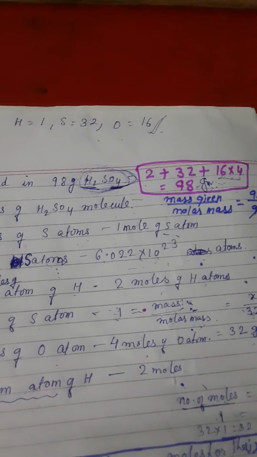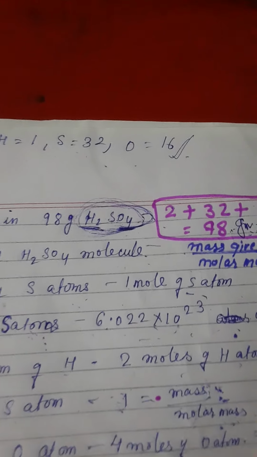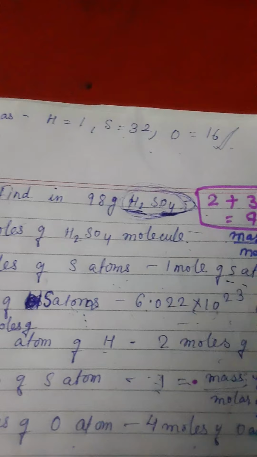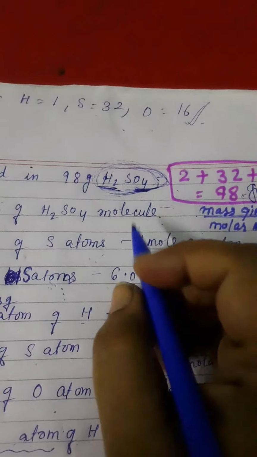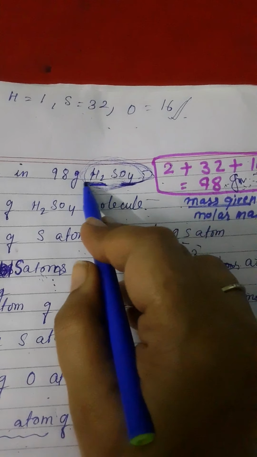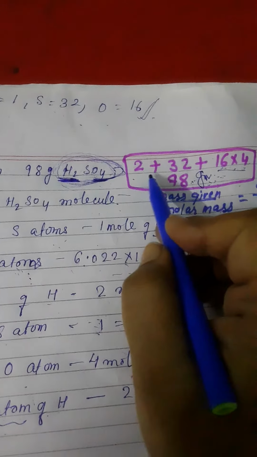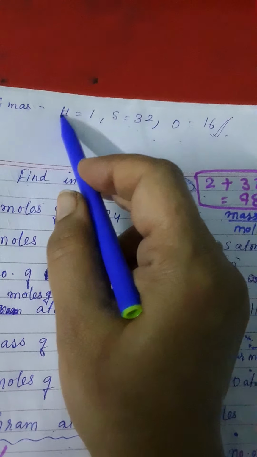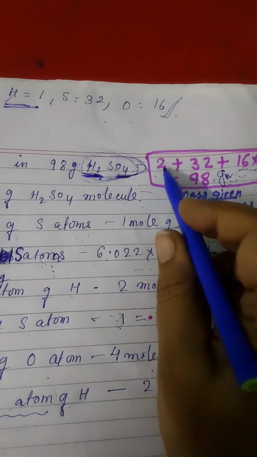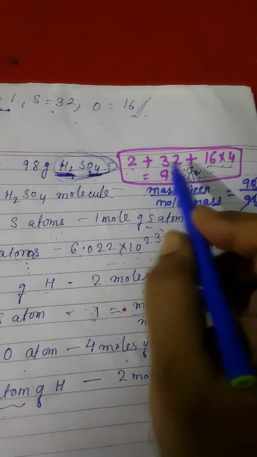Now I will explain how you find out the molecular mass. See, H2SO4, sulfuric acid. How will you find out the molecular mass of sulfuric acid? Hydrogen, H2, 2 atoms of hydrogen are present here, and you know the atomic mass of hydrogen is 1, so since it has 2 atoms, it is 2. Sulfur's atomic mass is 32, plus 32.